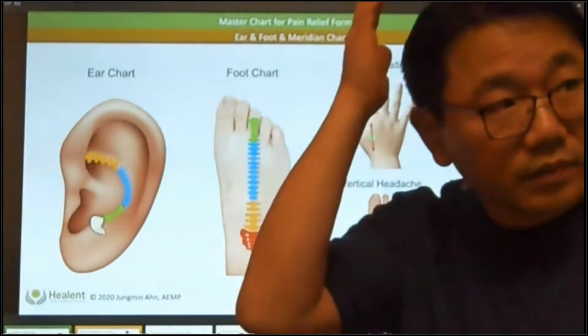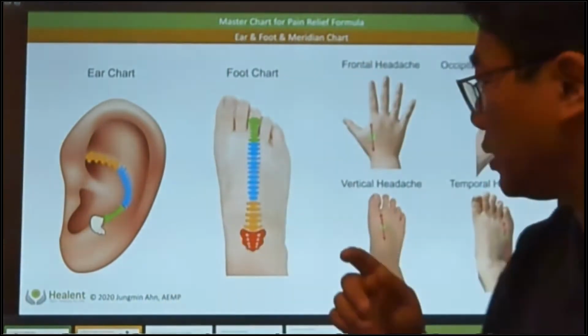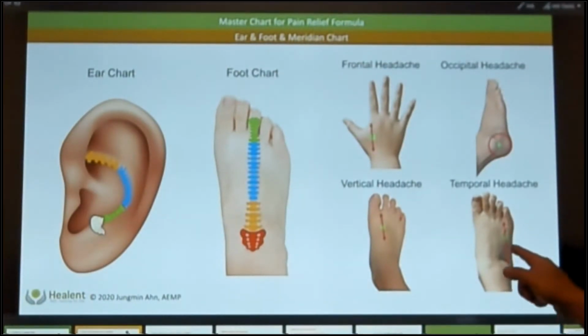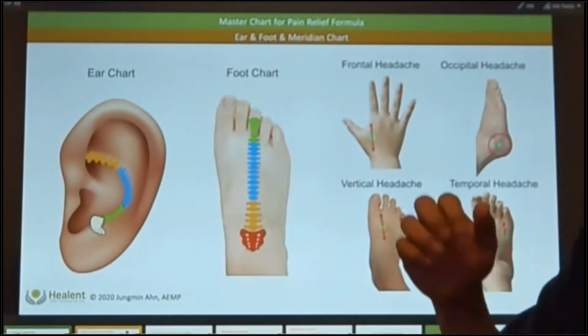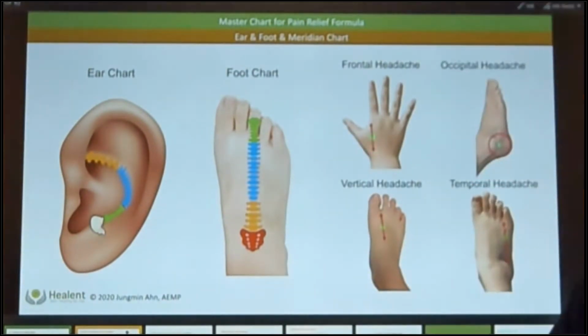If we have a temporal headache on the side, this point around here can redirect the energy from the temporal head all the way down to the foot, so that it can relieve some temporal headache.